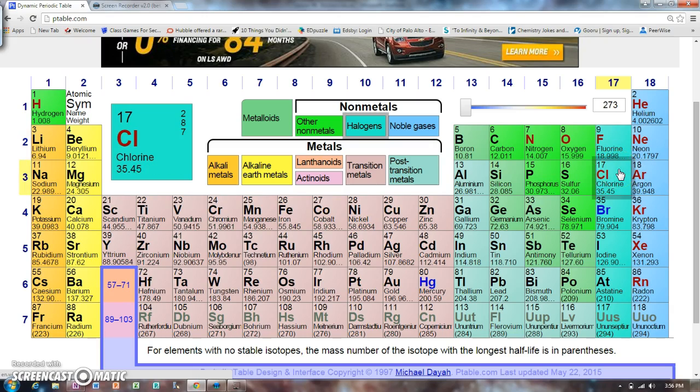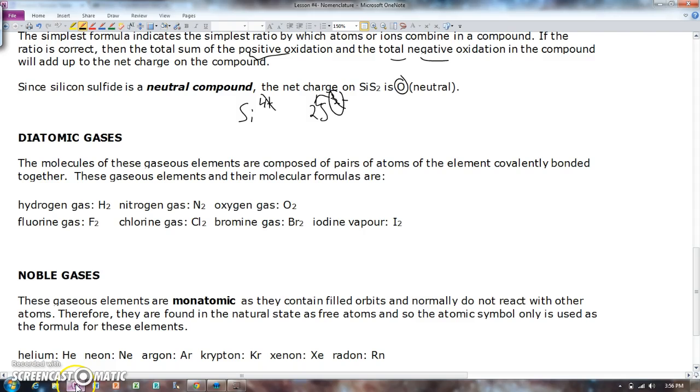And you'll find that they're all kind of up here in this corner. Okay, that sort of staircase, sulfur's a part of that as well. Okay, so these are all called diatomic gases. You're not going to see them by themselves.